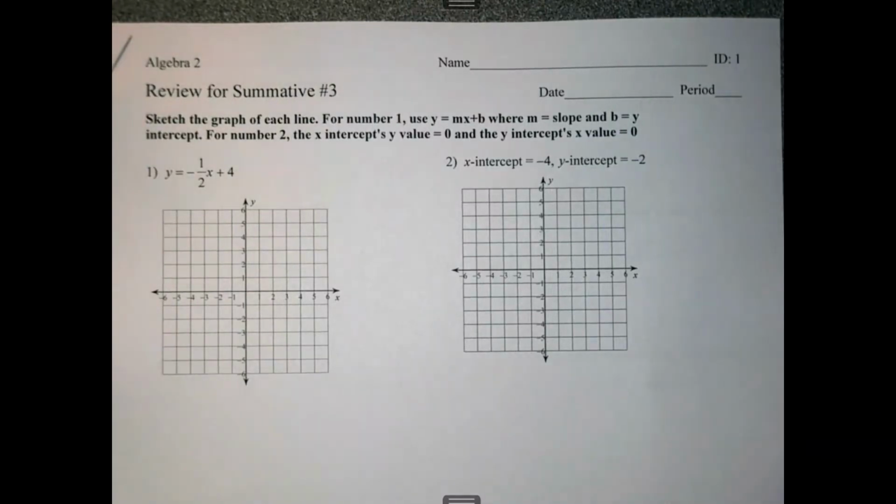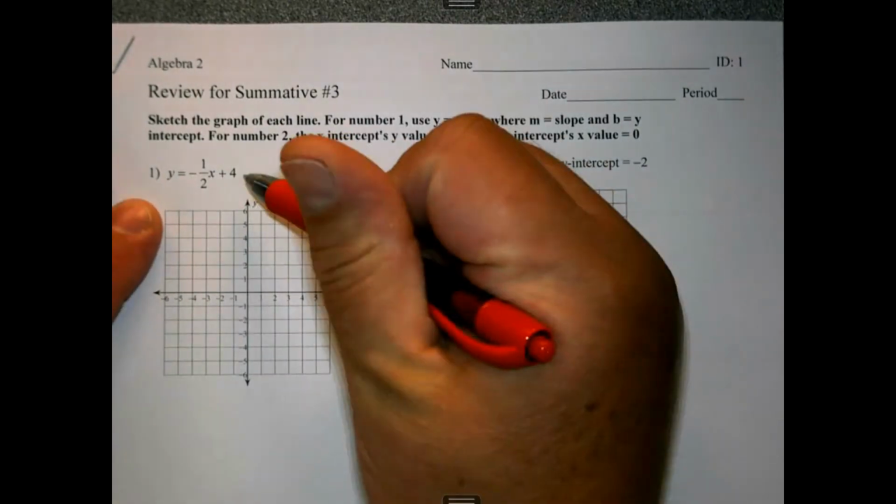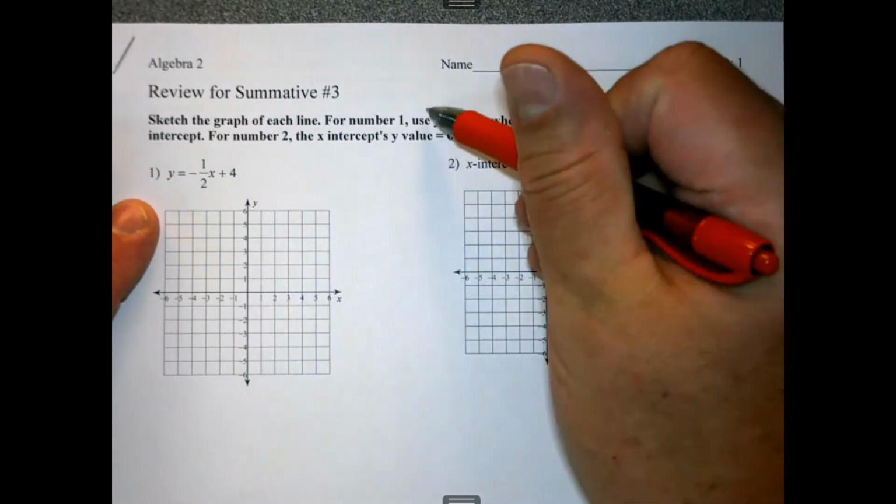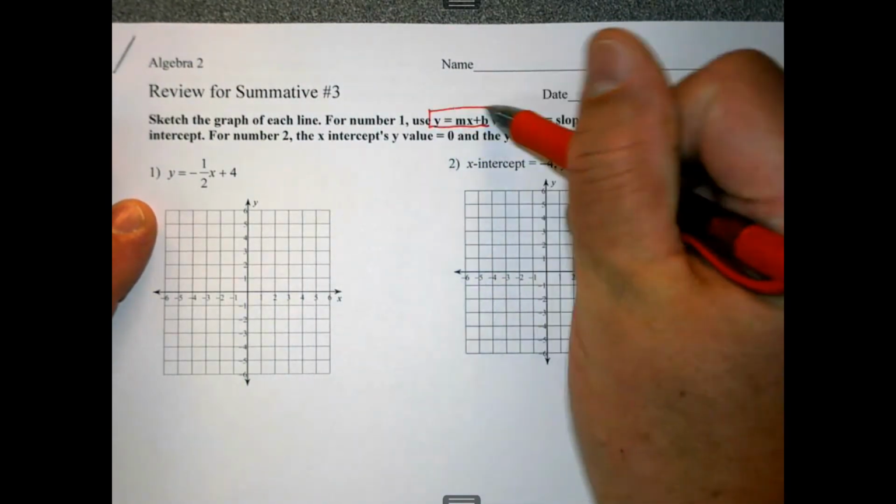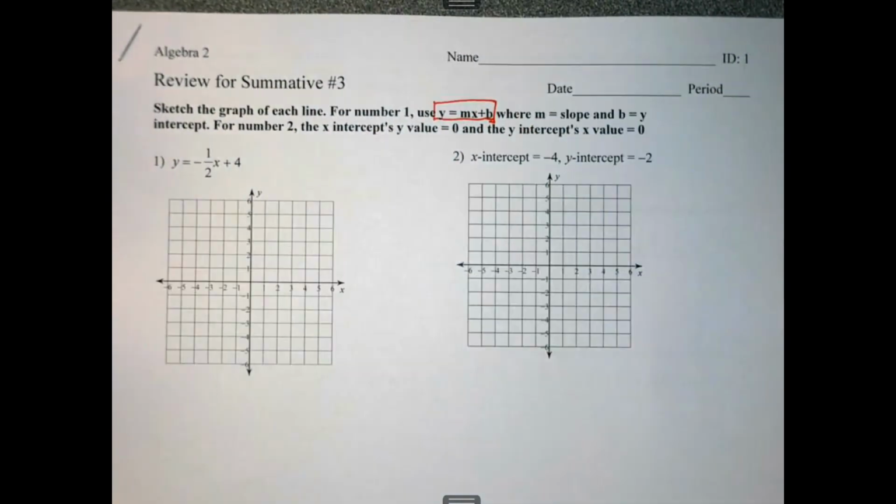Graphing lines. You should know how to graph lines by now. We spent a lot of time on it, and you've been doing it for 6 years. Okay. All right. Number one's in y equals mx plus b form, where I even wrote it out for you. M's the slope and b's the y-intercept.